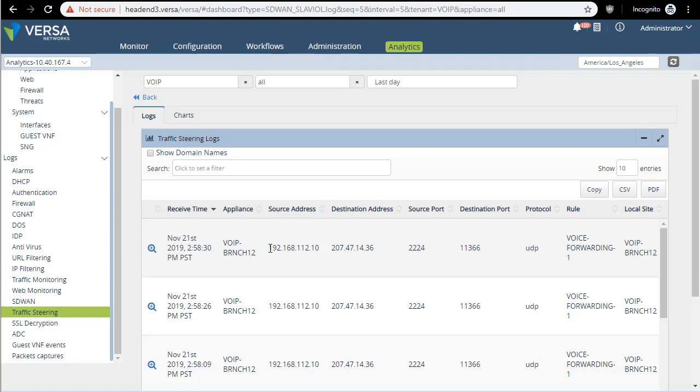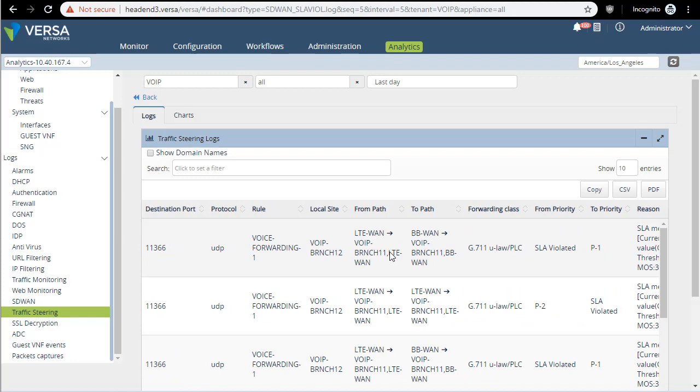In this case, we have a flow from 182.168.1.12.10 to the 207.47.14.36, and we have a couple of events. So this event was saying that we came from the SLA violated link, and we've switched over to the link with the priority one. So we came from the LTE WAN link between two branches to the broadband WAN.